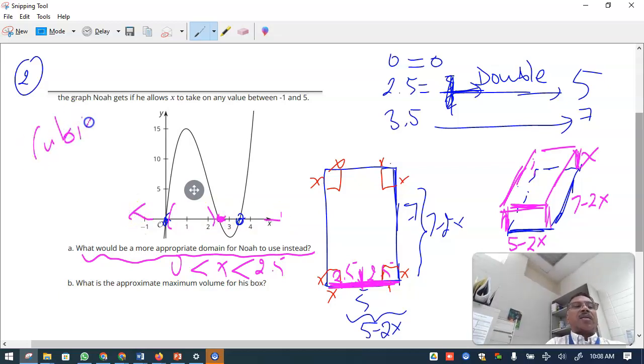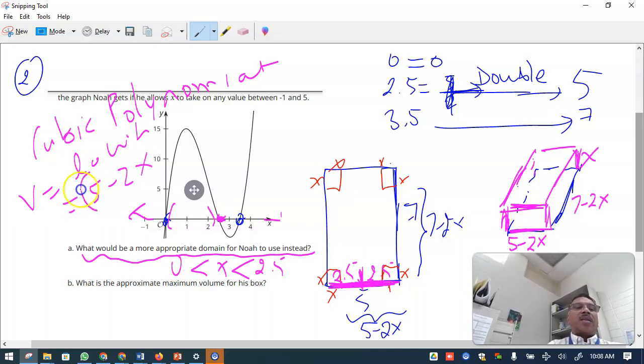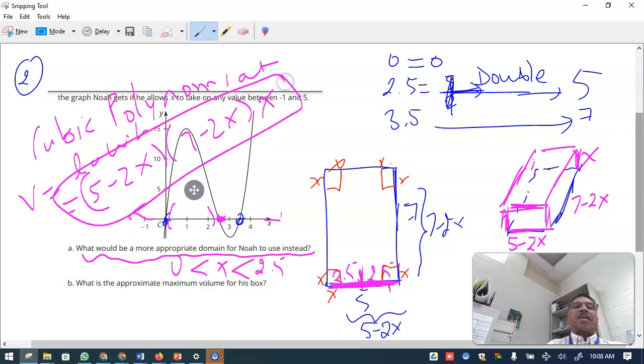Even though the graph that is shown is a cubic polynomial function, how do you get this cubic polynomial function? The volume is length times width times height, and the length is 5 minus 2x, which you see here, and the width is 7 minus 2x, and then the height x. And you can easily make it a polynomial function. First you multiply this part using the FOIL method, and then you multiply by x and you get the polynomial function.